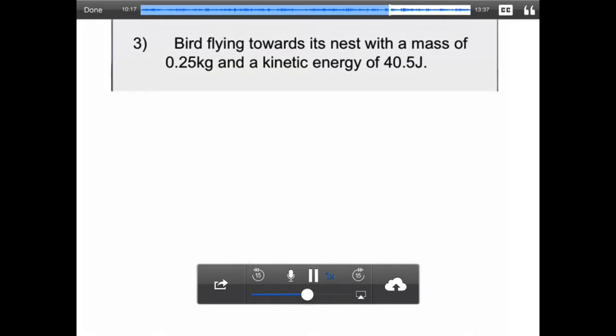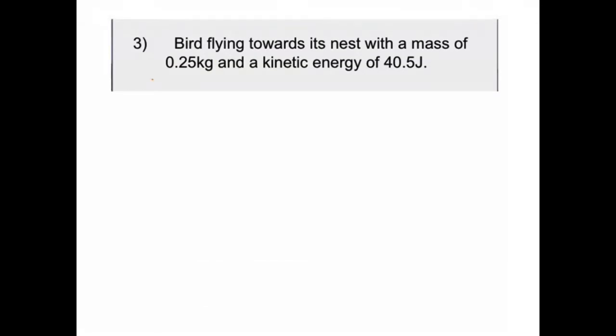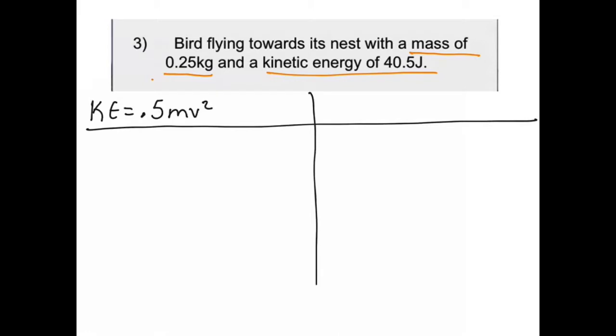Okay, so now let's look at number 3. So we have a bird flying towards its nest with a mass of 0.25 kilograms and a kinetic energy of 40.5 joules. So let's go ahead and make our T-chart. We have KE equals 0.5 mv squared, T-chart, and then we have given, right?